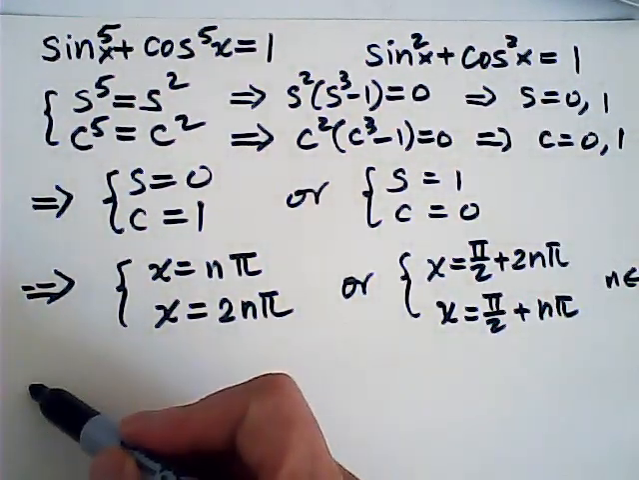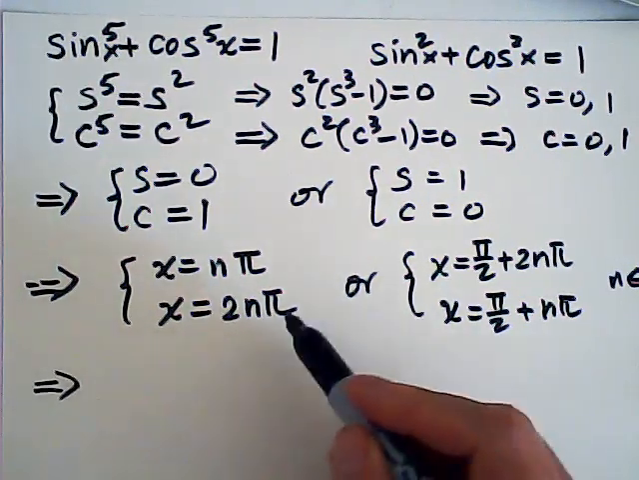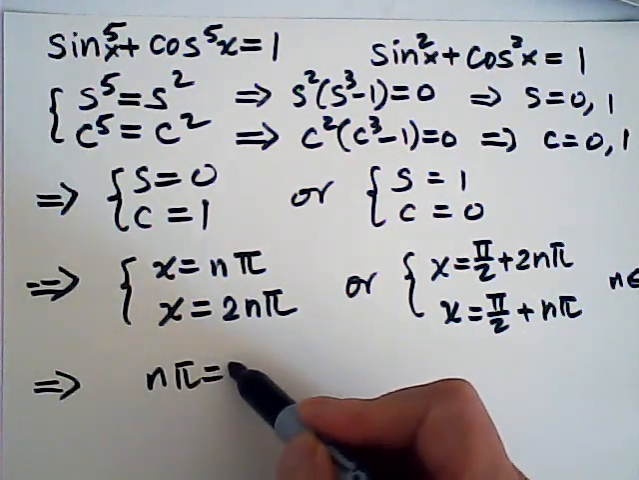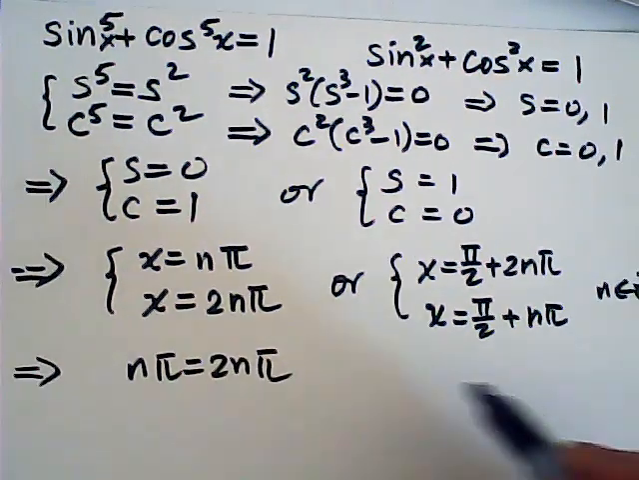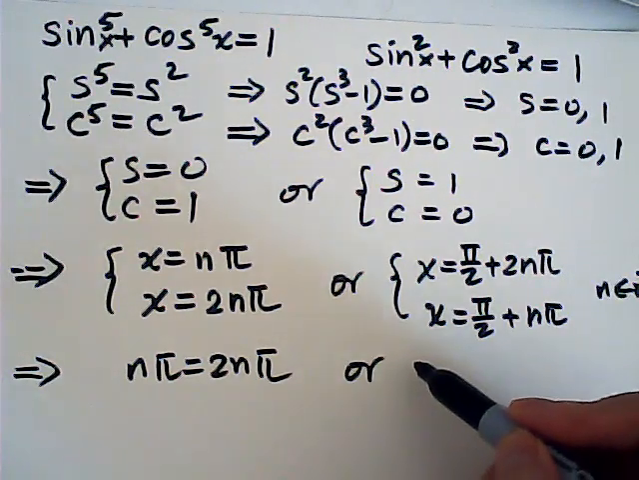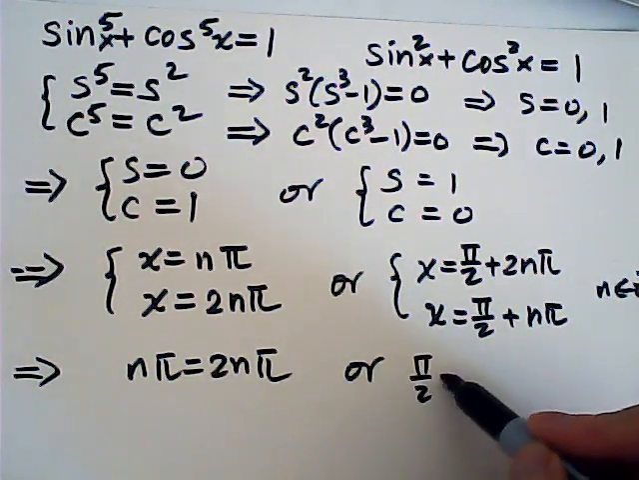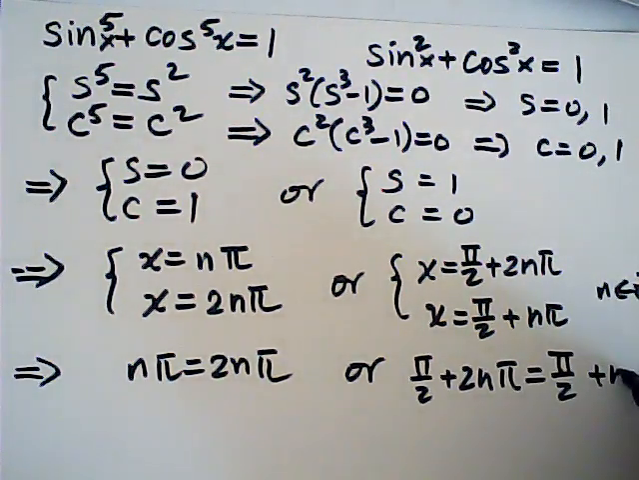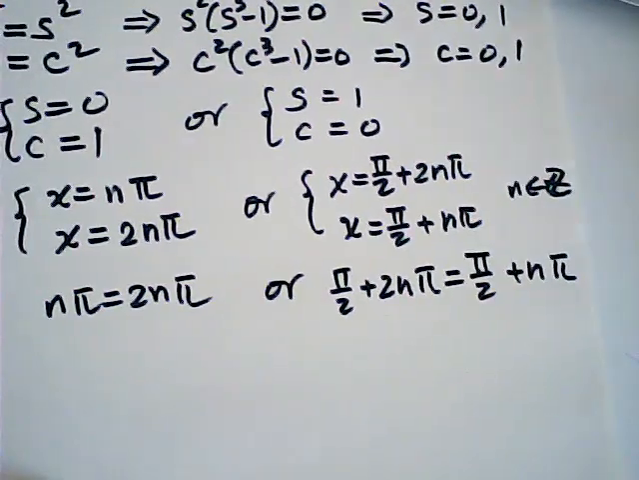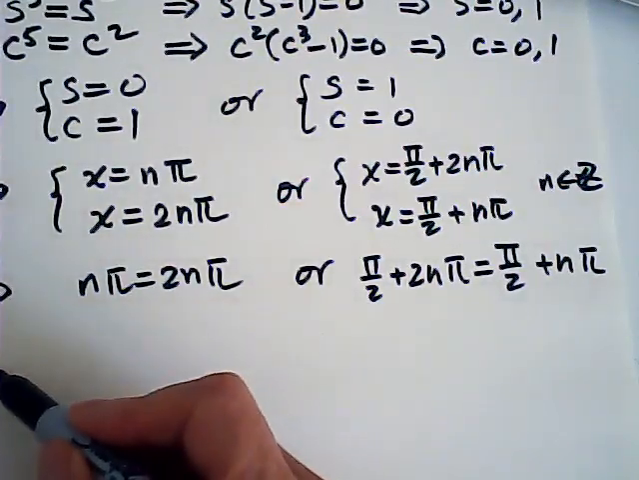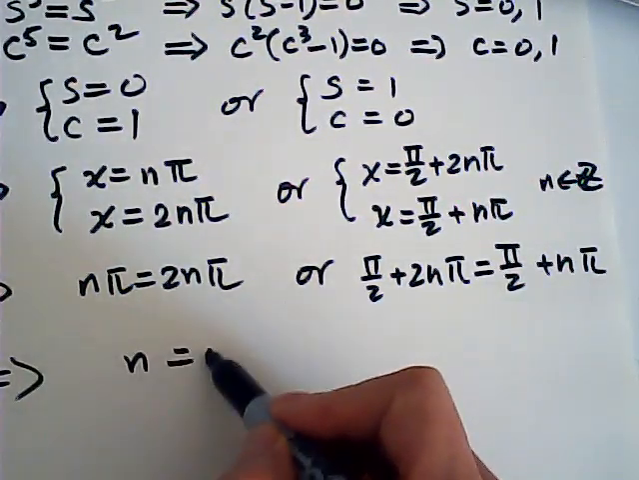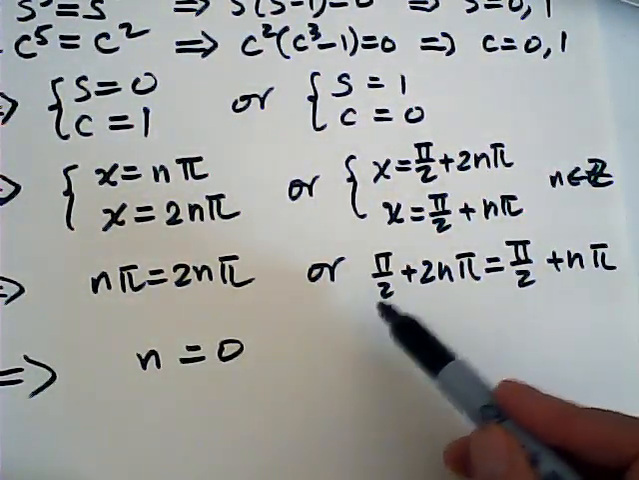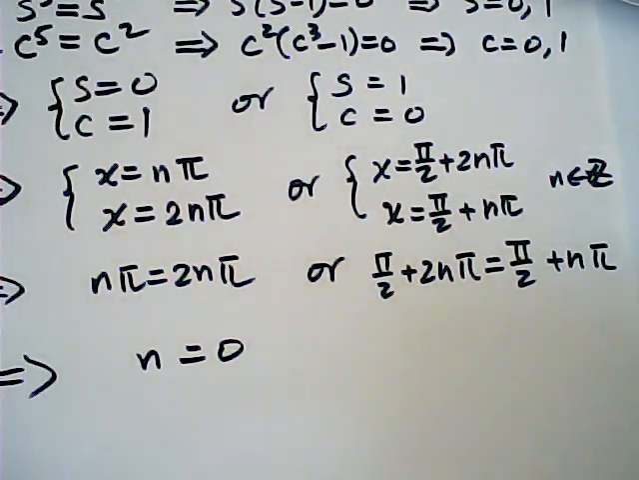All right, then, solving these two equations, n pi is equal to 2n pi, or half pi plus 2n pi is equal to half pi plus n pi. Okay, by solving these two equations, we have n is equal to 0. n equal to 0. This n must be 0 too.